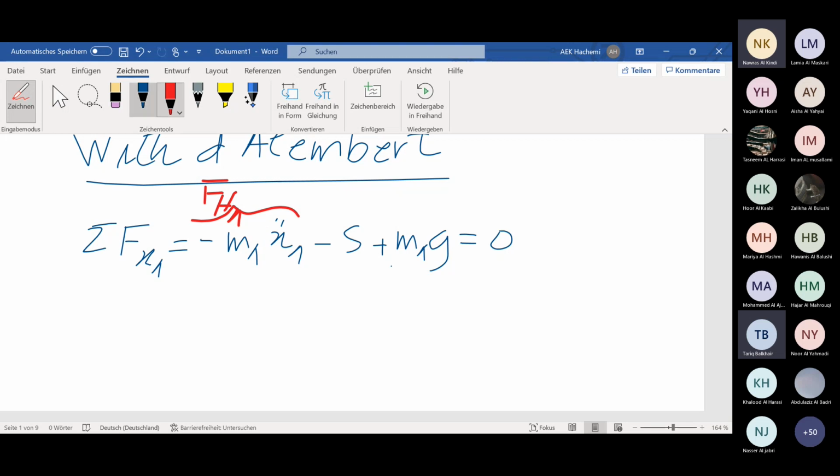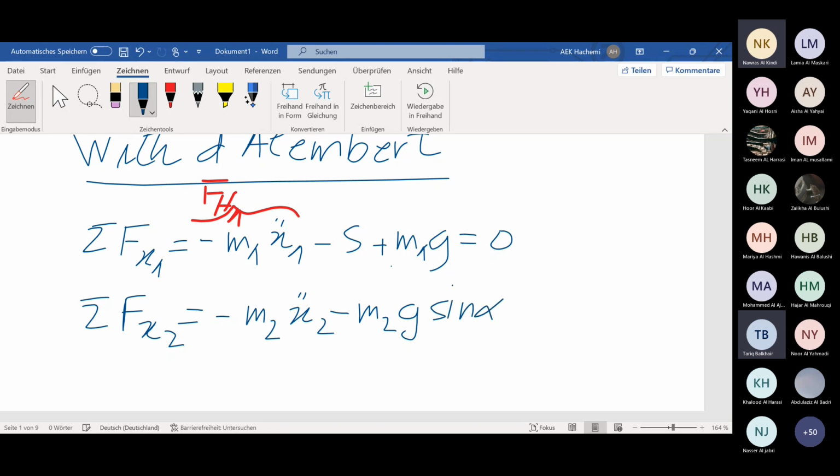The same principle for the mass 2. We have the sum of the forces in x2 equal to minus m2 x double dot 2, minus m2 g sine alpha, minus R, minus 2S, equal to 0.